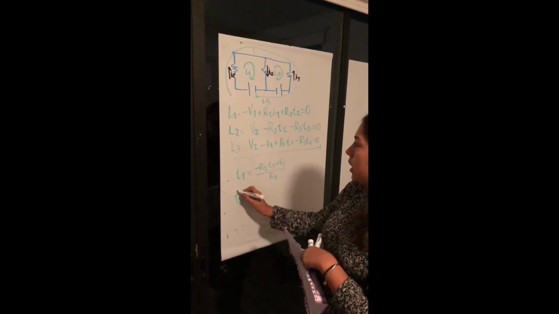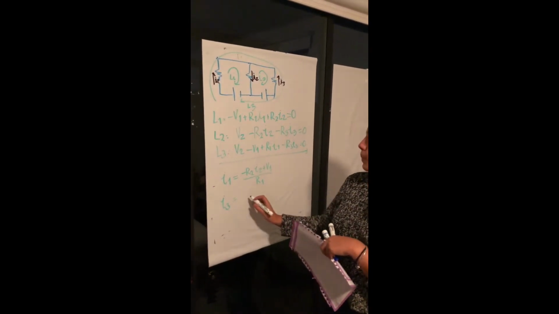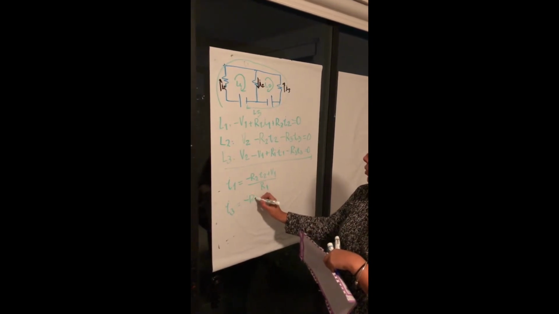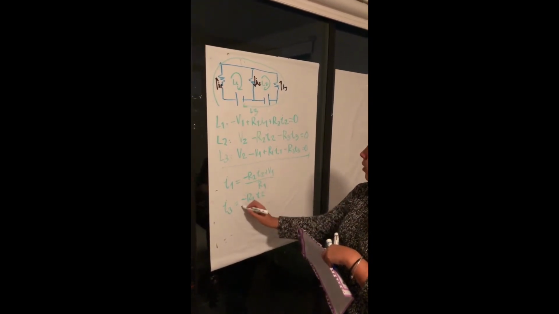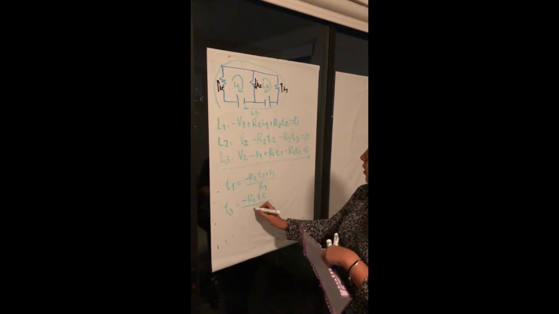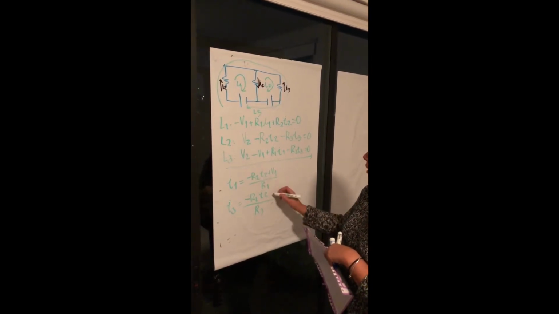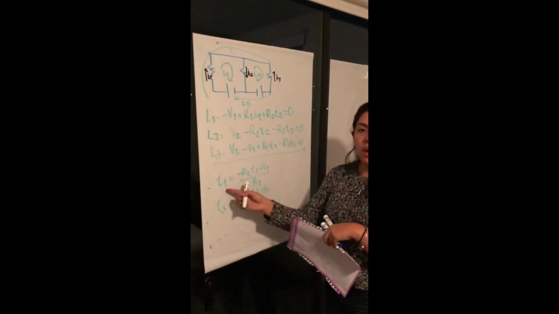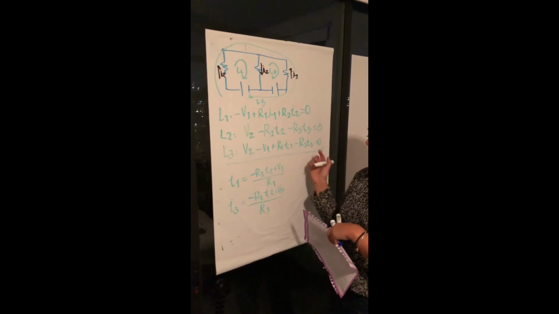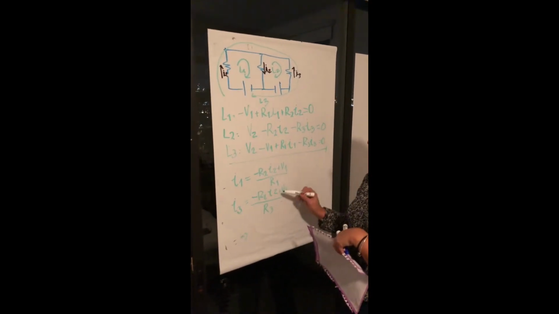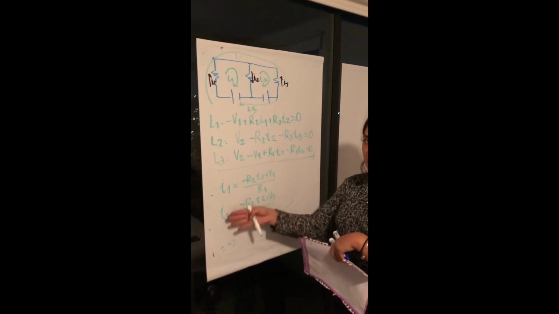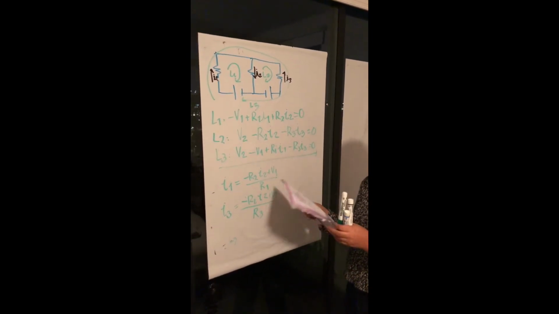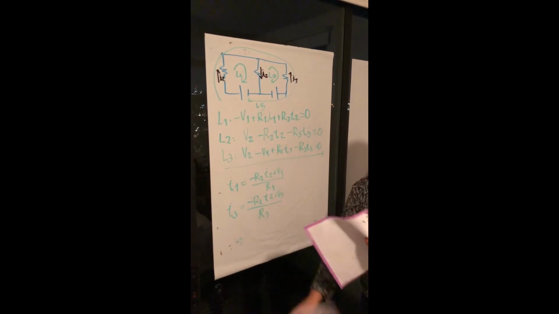I3 is equal to minus R2 I2 over R3. I'm forgetting this one, that would be plus B2. So now I have the values of I1 and I3, and I can substitute them in L3, and I would obtain I2 and then just substitute it in these ones, and that would be quite easy to know the values of our currents.